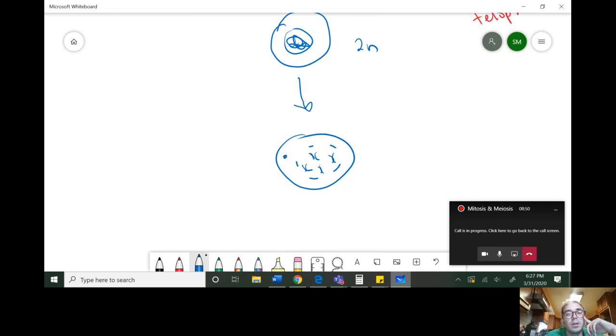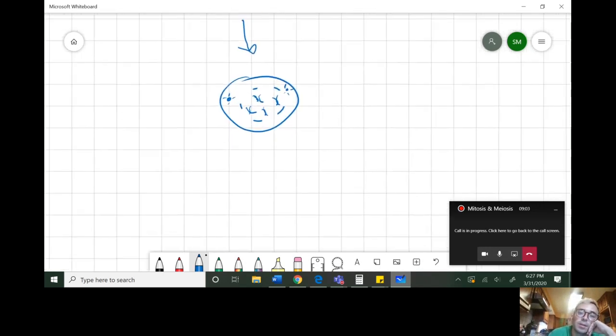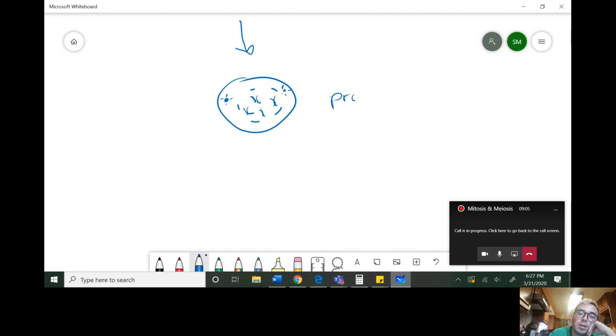Also have, we call these centromeres. Okay. So this is our prophase.